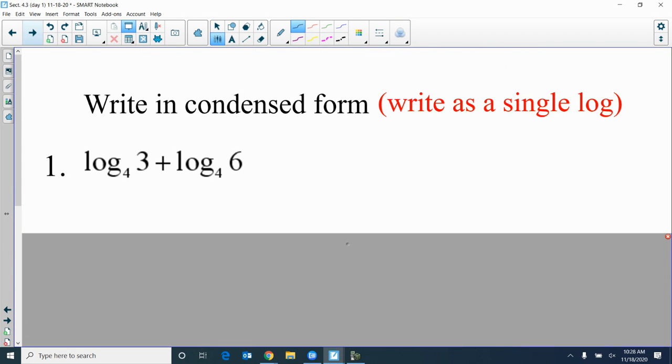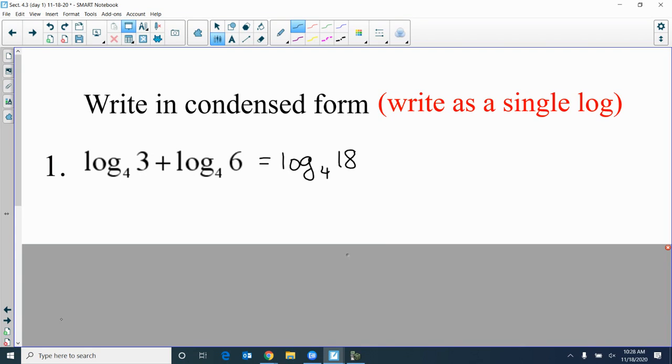A couple of key big parts are taking what's called expanded form, writing it in condensed form, and then taking condensed form and expanding it out. There's a lot of little cases on that. So log base 4 of 3 plus log base 4 of 6. Using our properties, that's just log base 4 of 18. Now always examine and say, can I reduce that or simplify? Well, 4 to what power equals 18? Is that a nice number? No, so just leave it. Log base 4 of 18, done. You just multiply those two together.